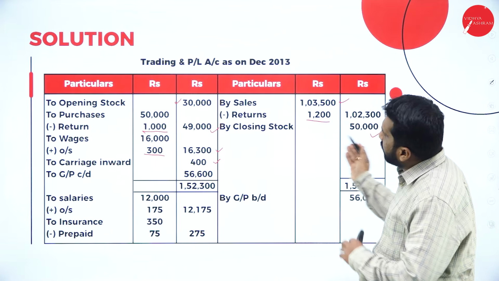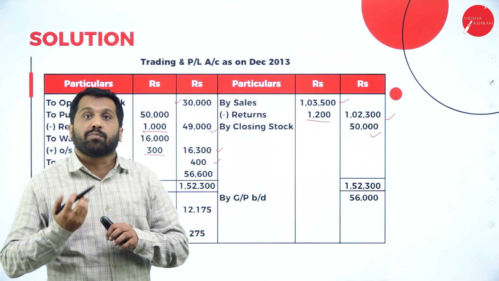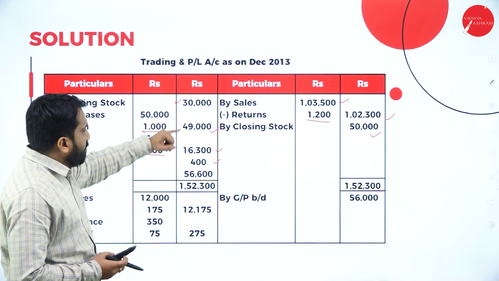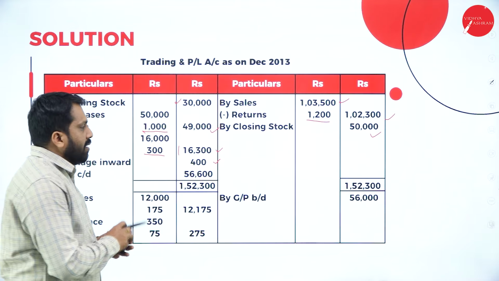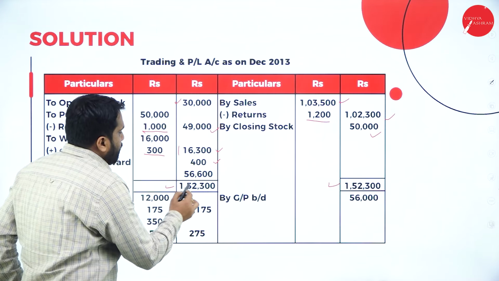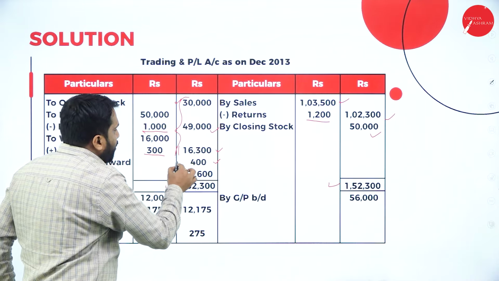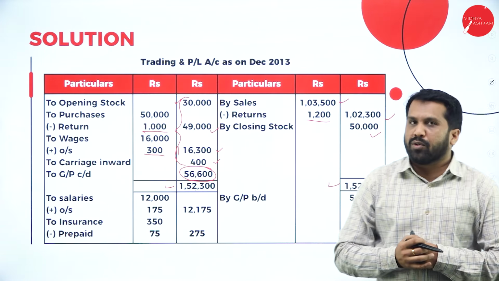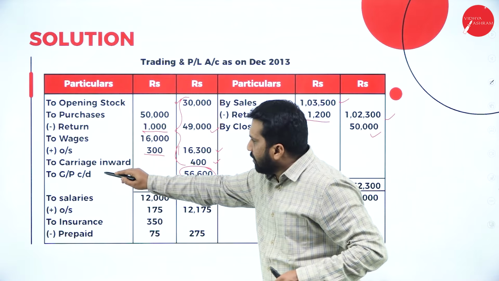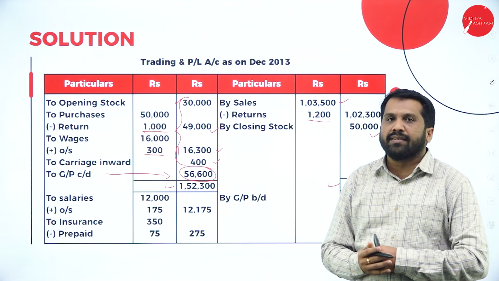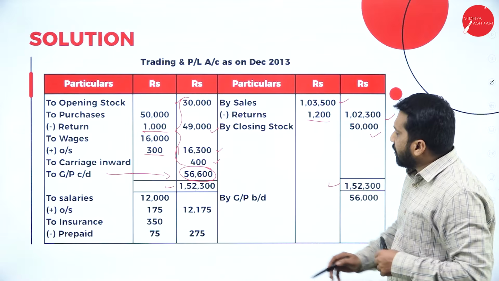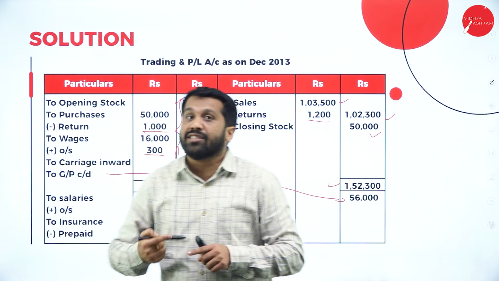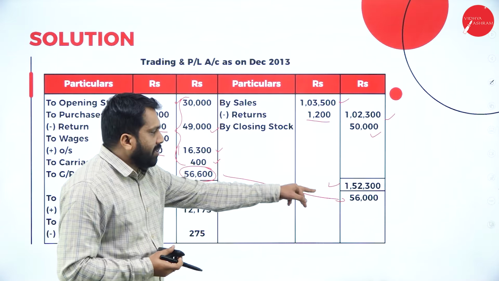We have taken 50,000. You have to see which side is more. Like 1 lakh 2 plus 50, 1 lakh 52. If you add everything on the other side, it will be less than 1 lakh 52. Right? 1 lakh 52, 1 lakh 52. From this, if you minus all this, the answer is called your gross profit. Hope you are clear. The answer is called your gross profit carried down. Whatever gross profit is carried down will be brought down for the next account, the P&L. Your gross profit brought down is 56.